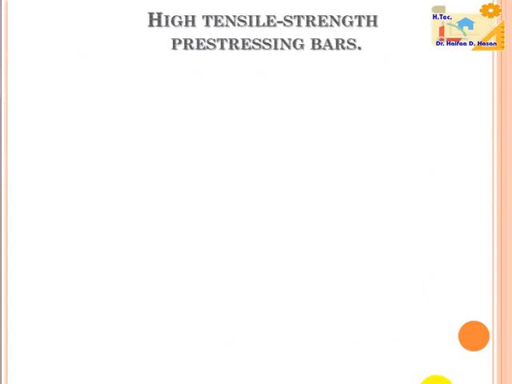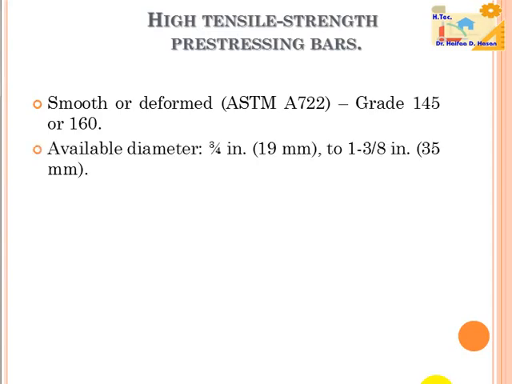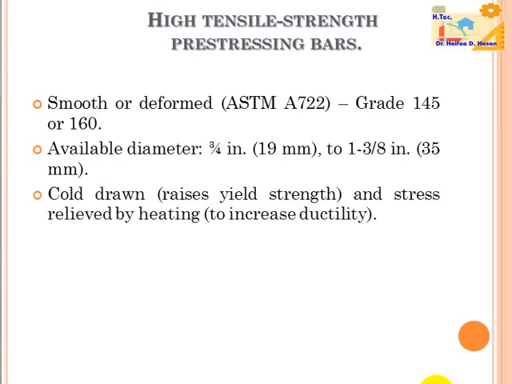High tensile strength prestressing bars. ASTM A722 was for smooth or deformed bars, grade 145 or 160. Available diameter is 19 mm to 35 mm. Cold drawing raises yield strength, and stress relief by heating increases ductility.